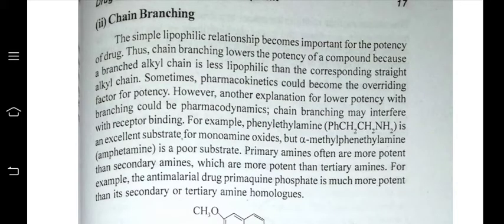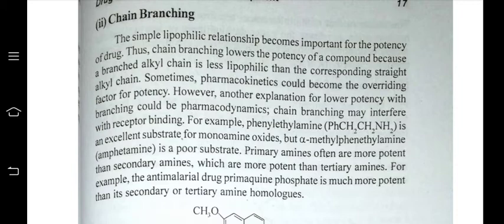Next point is the chain branching. The branching chain lowers the potency of the compounds because the branched alkyl chain is less lipophilic than the corresponding straight alkyl chains. Sometimes pharmacokinetics could become the overriding factor for the potency. However, another explanation for the lower potency with the branching could be the pharmacodynamics. Chain branching may interfere with the receptor binding.